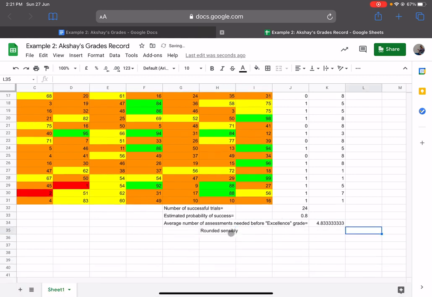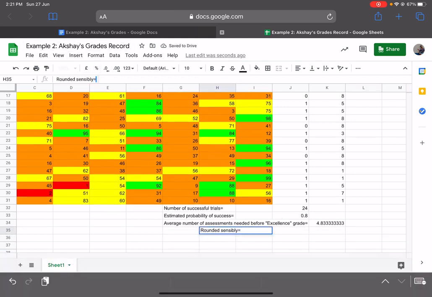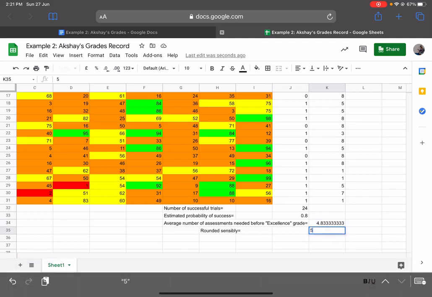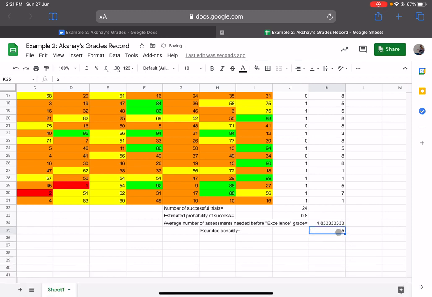Because you can't do 4.83 assessments. You can only do 4 assessments or 5 assessments. You can only do what's called a discrete number of assessments. You have to complete an assessment before you get a grade, and you can't do part of one, which is why 4.83 doesn't make sense. And we always have to round up, because he didn't meet that at 4, but he would meet it at 5. So you have to round up in this one. So that will be 5 assessments.